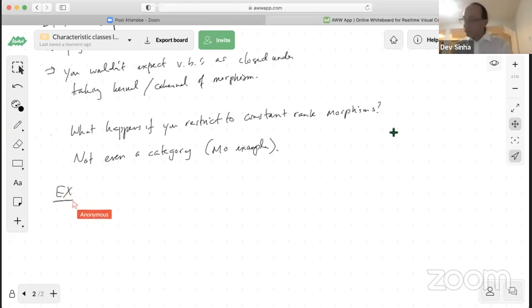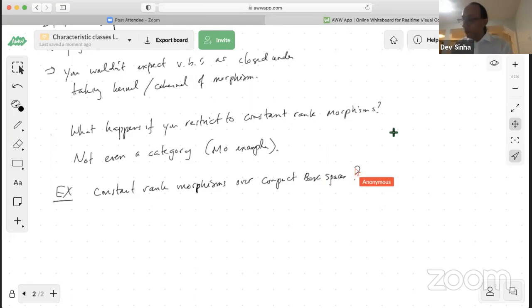What about constant rank morphisms over compact base spaces? Do those form a category? And if so, is it abelian? This will be a nice little discussion to ponder. Great, I think that's plenty to think about.